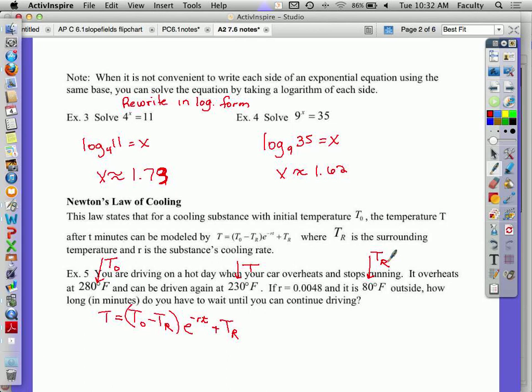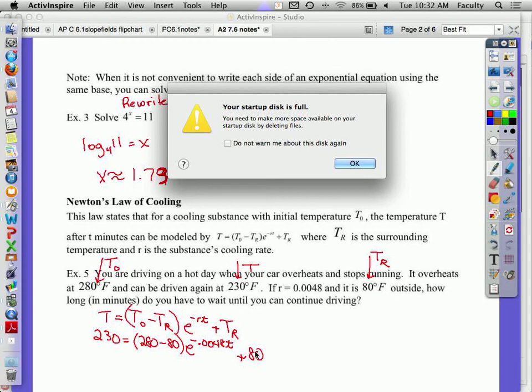So let's plug everything in. Now I have 230 equals 280 minus 80 times e to the negative 0.0048 t power plus 80. So being able to solve exponential equations opens up a whole new world for us in terms of what kinds of problems we can figure out.